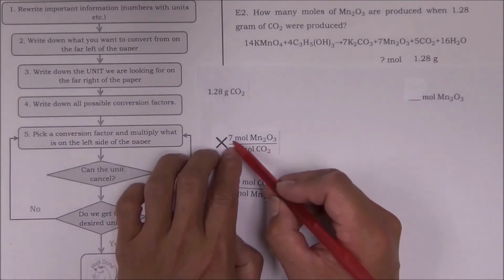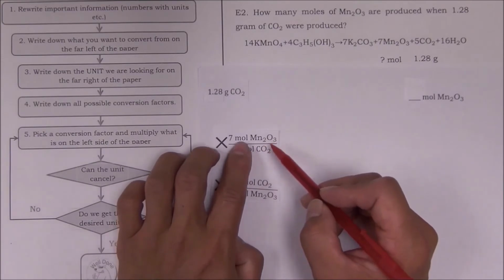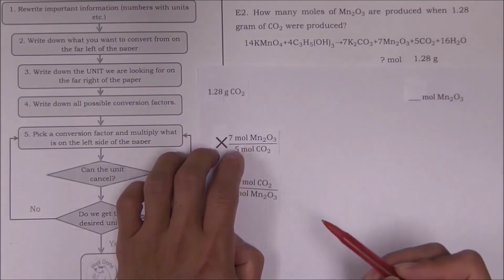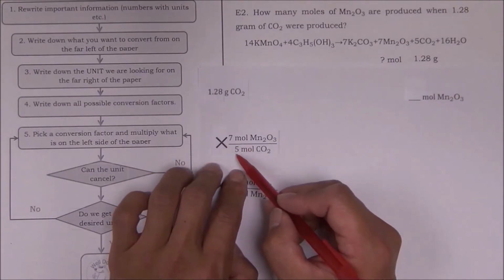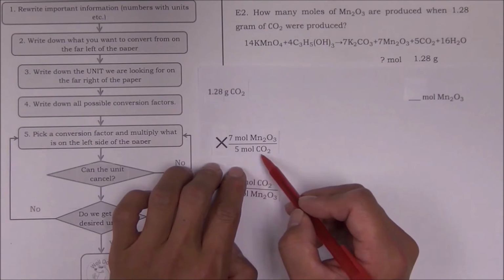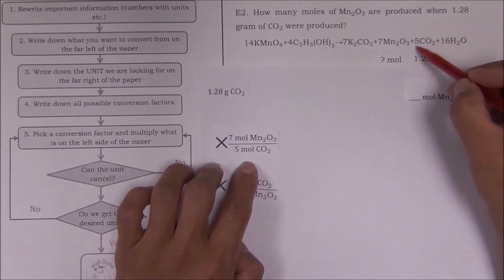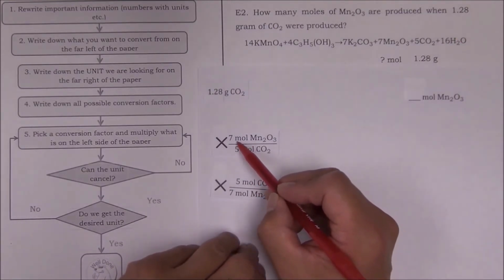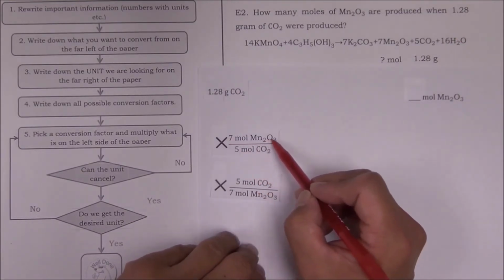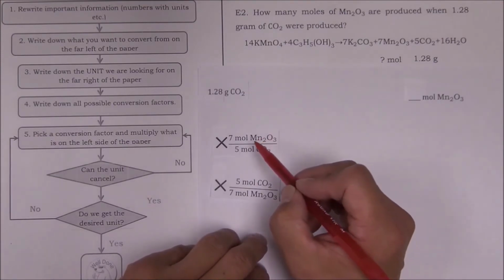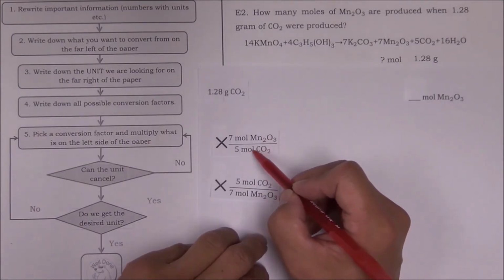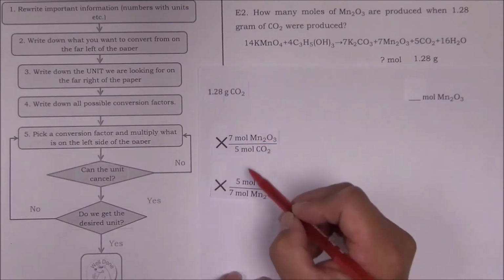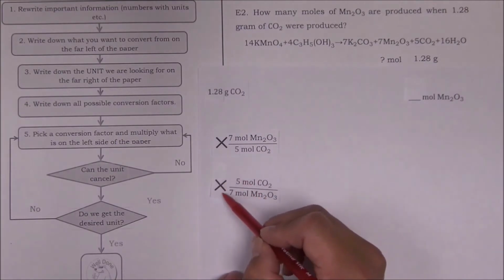The numerator, 7 mole Mn2O3, is from here. 7 mole Mn2O3. The denominator, 5 mole carbon dioxide, is from here. 5 mole carbon dioxide. I put down MOL between the number and the chemical formula. This will remind us this is the mole ratio, not the gram ratio. If we flip the numerator and the denominator, we get the twin conversion factor.